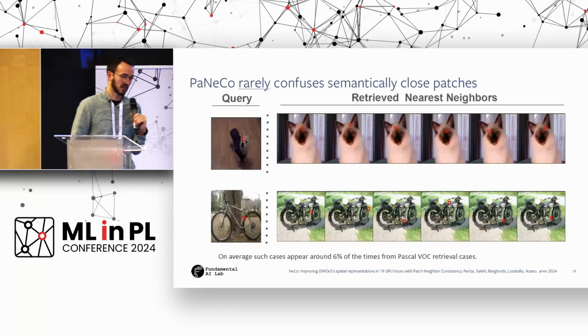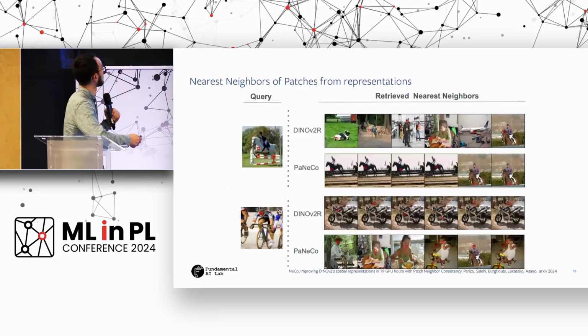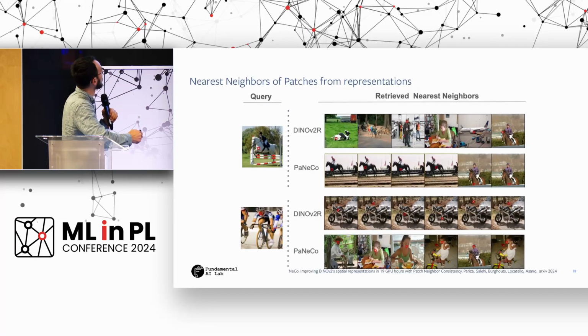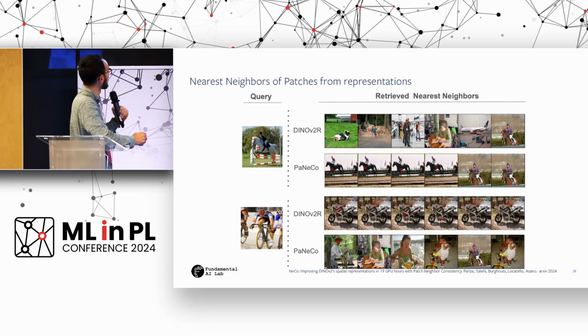Qualitative results, we'll skip this one, but you can see that Dino V2 with registers, if we take a random patch from a horse, it retrieves all sorts of random images. So here, indeed, there's a horse, but it doesn't really match. In the case of ours, all the things you retrieve are basically horse patches, and they also match in terms of location pretty well. Same for this horse rider. You have the patch of a face, but Dino V2 with registers retrieves all sorts of other patches.